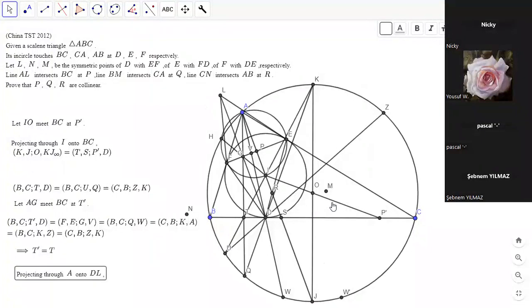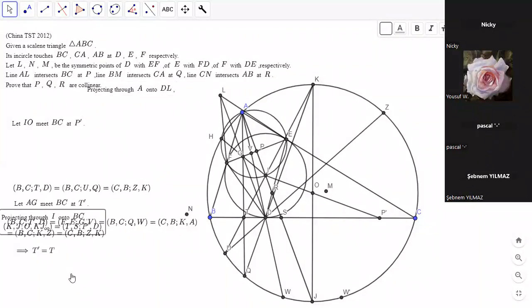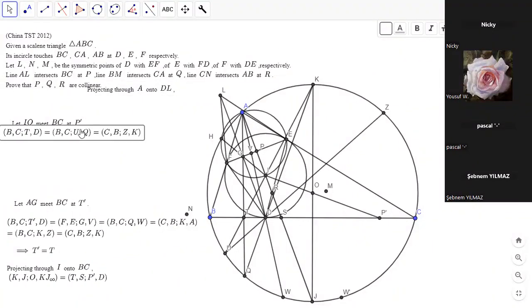Then we have TSDP prime. Let's see, we want to show P prime goes to L. But basically, we know that this cross ratio is -1 up here. So yeah, we could kind of switch the order of how we do things. So I'm gonna just move stuff around.